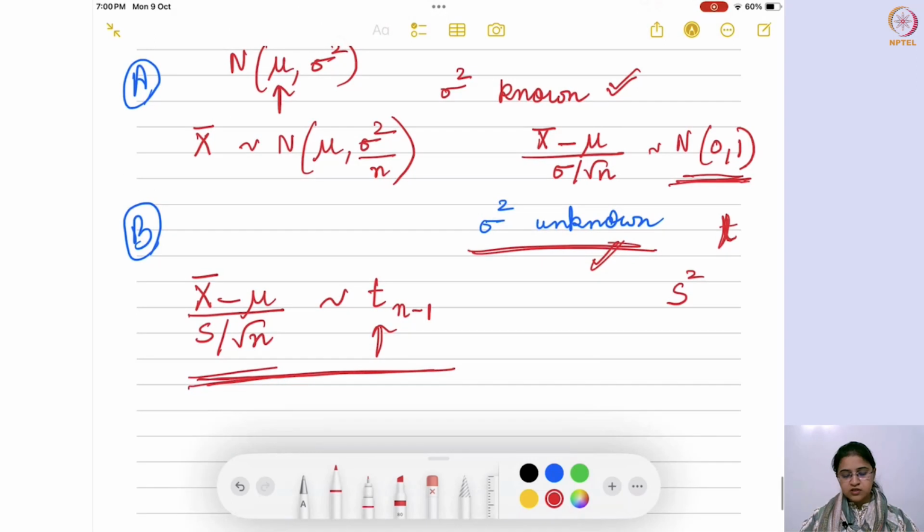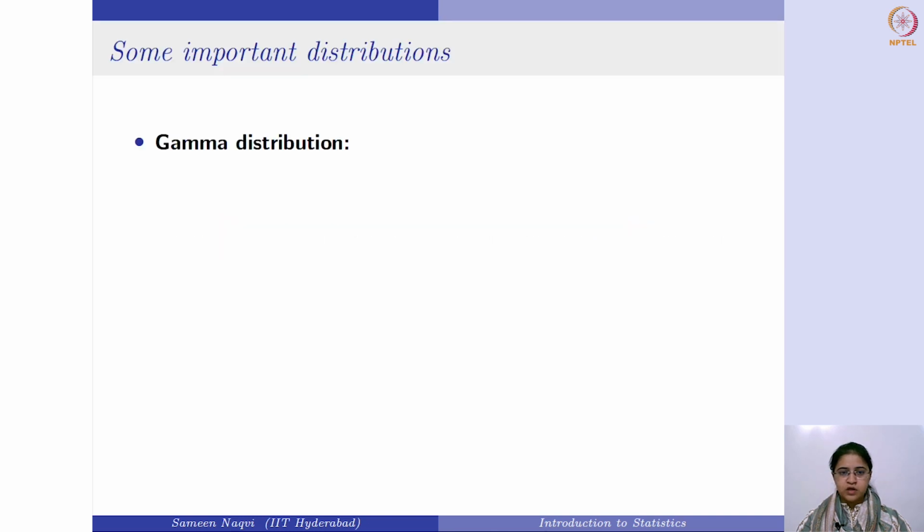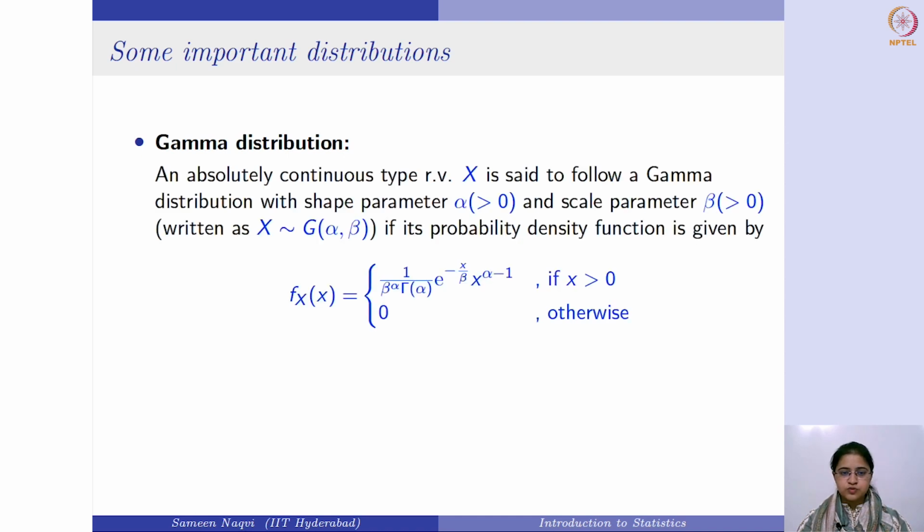So let us first see what is a t distribution, and then we will come back to the proof of this. So sampling distribution of sample mean when sigma square is unknown. To understand the t distribution, let us first understand some basic other distributions based upon which you get the t distribution. So if we start from the gamma distribution, we say that an absolutely continuous type random variable x is said to follow gamma distribution with parameters alpha and beta if its density is given in this form.